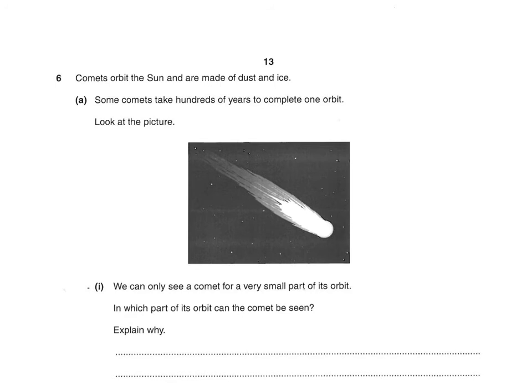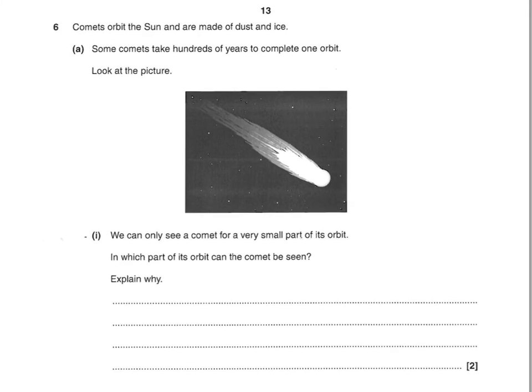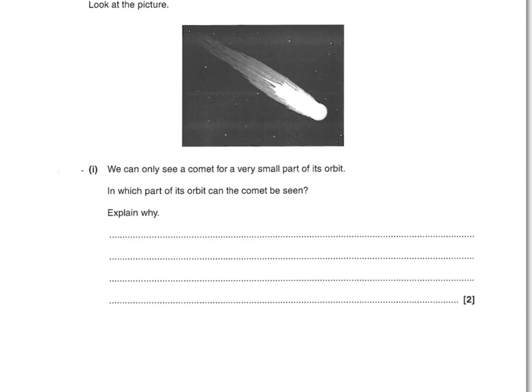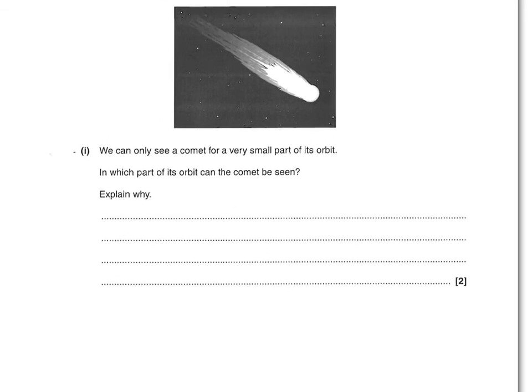Comets orbit the Sun and are made of dust and ice. Some comets take hundreds of years to complete one orbit. Look at the picture. We can only see a comet for a very small part of its orbit. In which part of its orbit can the comet be seen, and explain why?